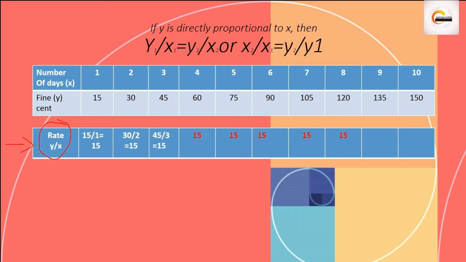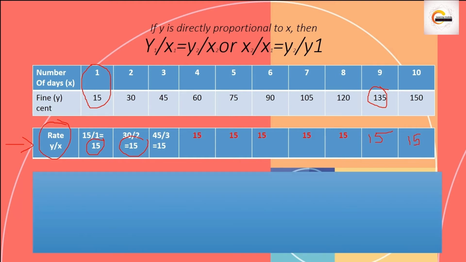Now let us check in each column what happened to the rate. 15 divided by 1 is 15. 30 divided by 2 is 15. Similarly, 135 divided by 9 is also 15. And 150 divided by 10 is also 15. So we can observe very clearly that in each column, as the number of days increases, the fine increases at a constant rate, which makes it fall under the definition of direct proportion, which says when one amount increases, another amount increases at a constant rate. So we can see that here the rate remains constant.